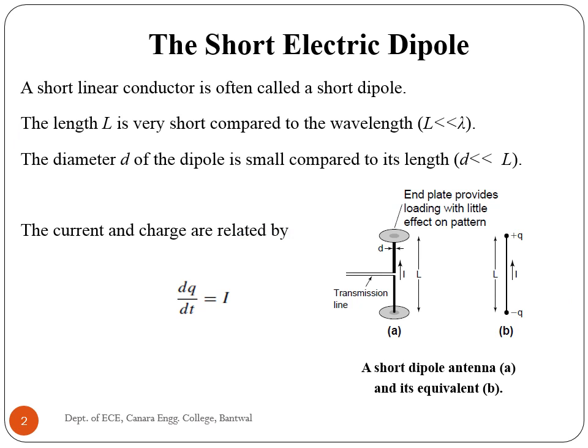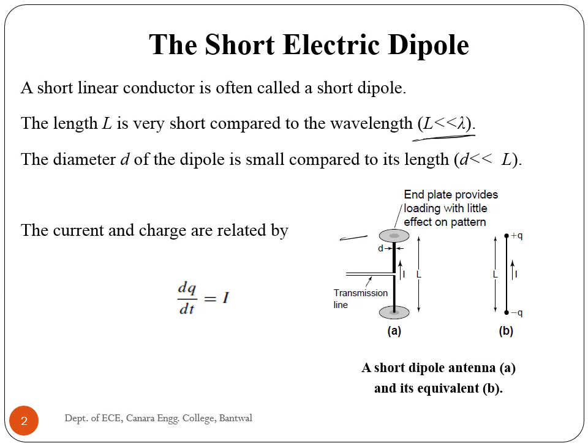The short electric dipole. Any linear antenna may be considered as consisting of a large number of very short conductors connected in series. A short linear conductor is often called a short dipole. A short dipole is always of finite length. Let us consider a short dipole as shown in figure. A short dipole antenna has a length L that is very short compared to the wavelength.